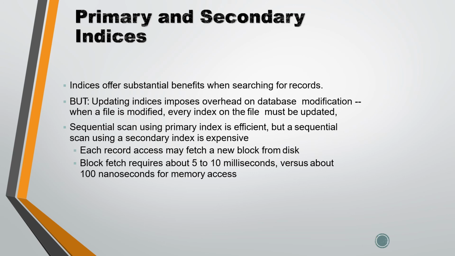Primary and secondary indices. Indices offer substantial benefits when searching for records, but updating the indices imposes overhead on database modification. When a file is modified, every index on the file must be updated. Sequential scan using a primary index is efficient, but a sequential scan using a secondary index is expensive. Each record access may fetch a new block from the disk. The block fetch requires about 5 to 10 milliseconds versus about 100 nanoseconds for memory access.